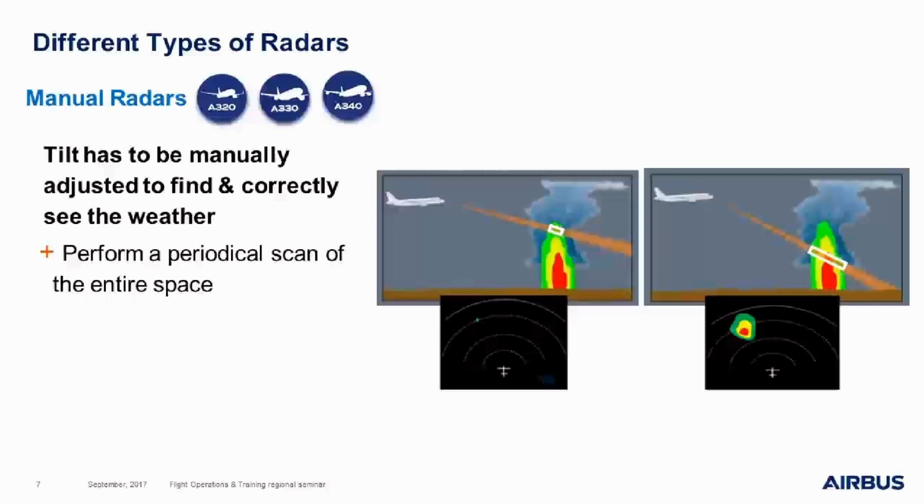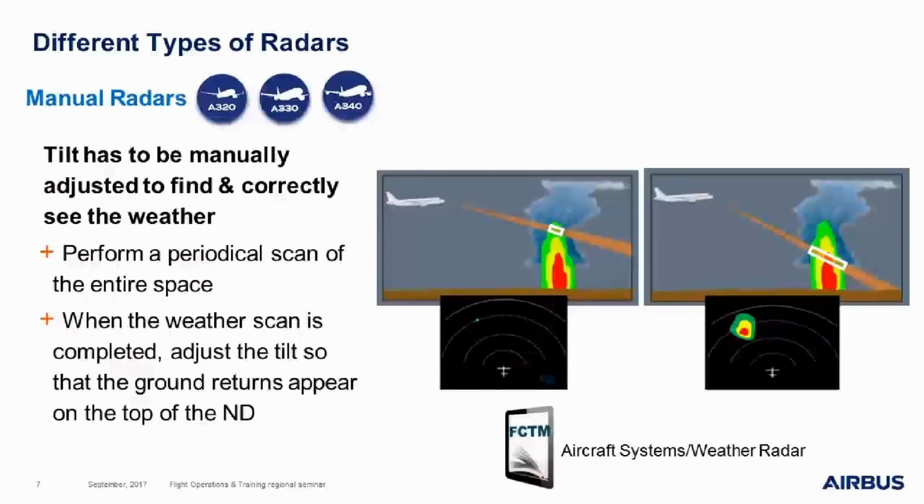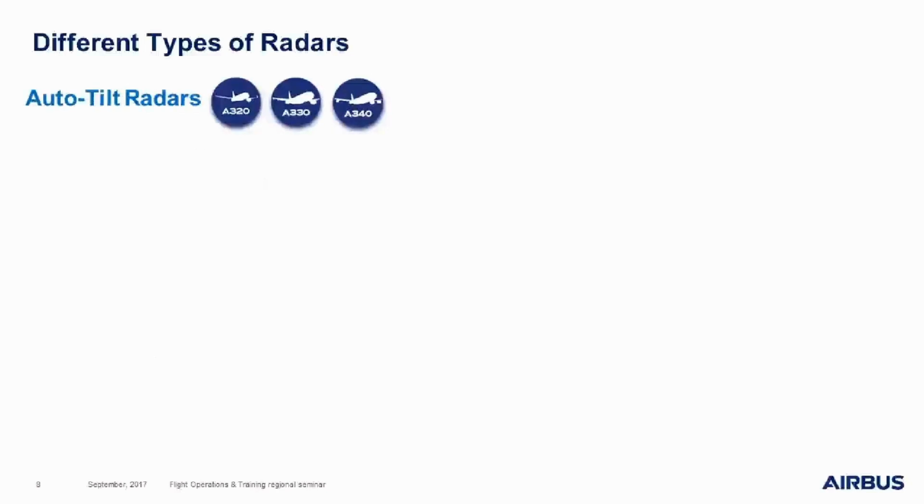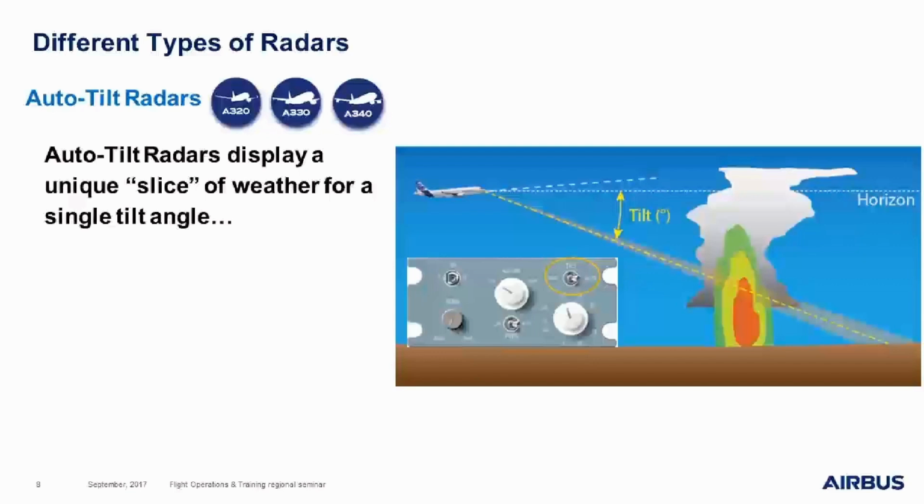That is why, for aircraft fitted with manual radars, we recommend to perform a periodical scan of the entire space. Then, when the weather scan is completed, adjust the tilt so that the ground returns appear on the top of the ND. All of these techniques are provided in our Flight Crew Technique Manual in the section Aircraft Systems, Weather Radar. And this is the case and will be the case for all types of radars. Now, let's move to auto-tilt radars.